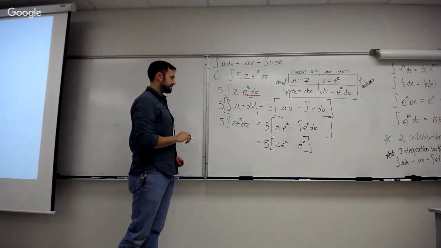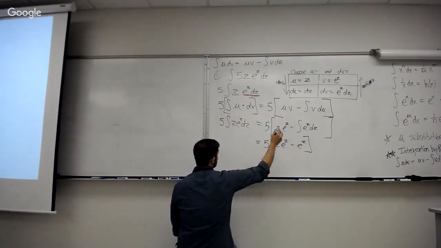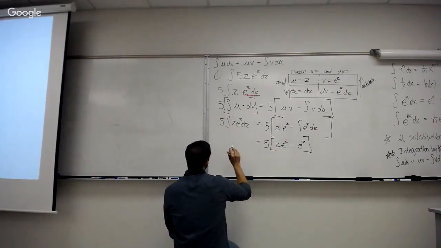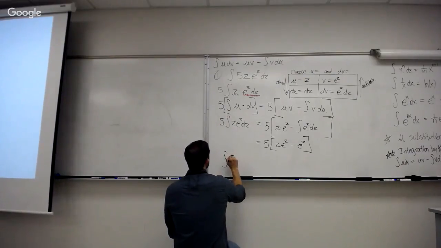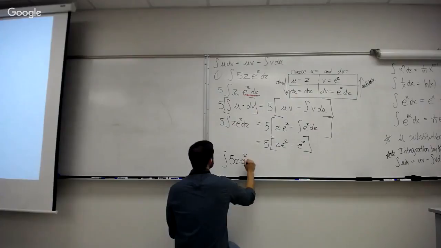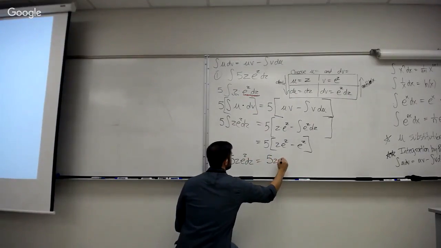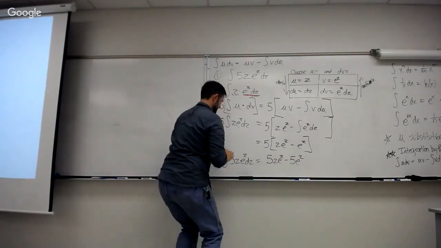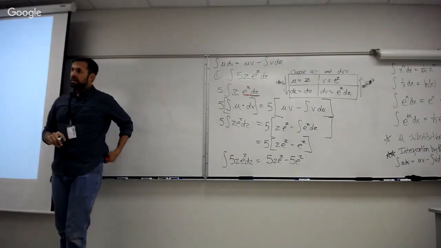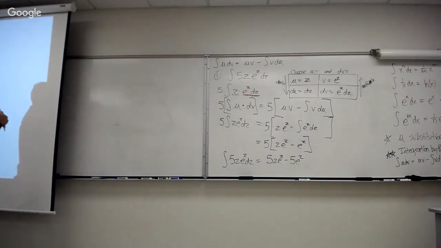And so technically, we're done, because there's no more integral symbol anywhere. We've finished the integral. And so going back to the original problem statement, the integral of 5z e to the z dz is equal to 5z e to the z minus 5 e to the z. That's it. Now, that might have seemed like a lot of smoke and mirrors.